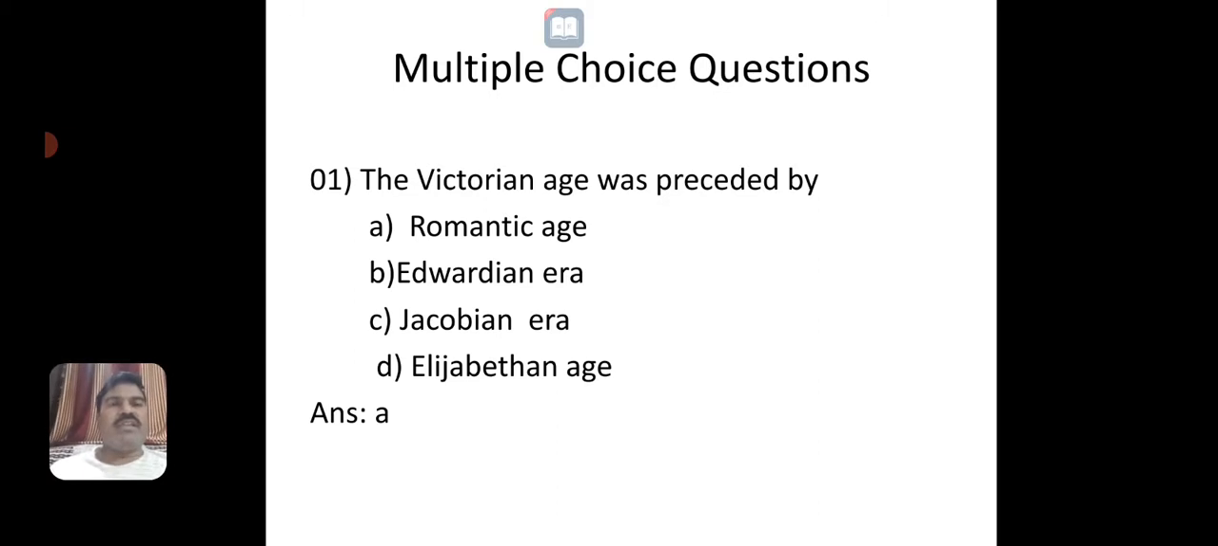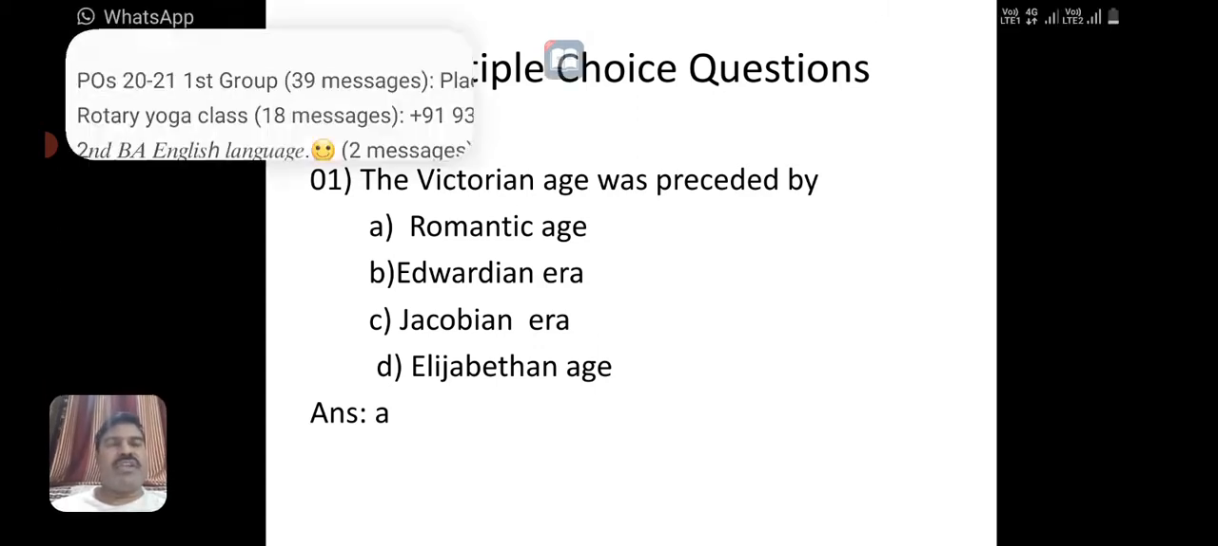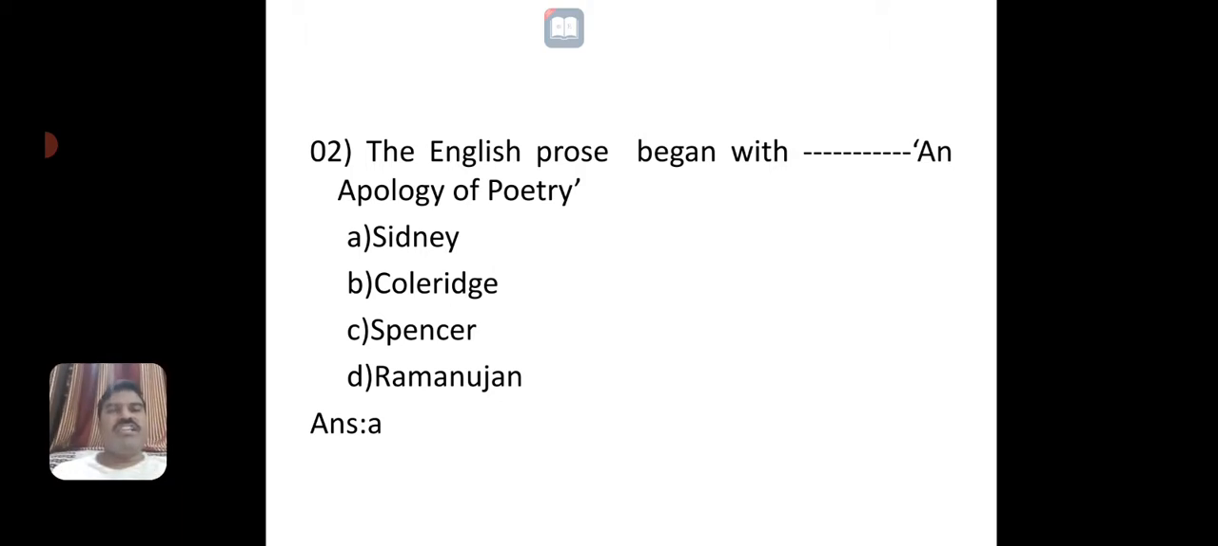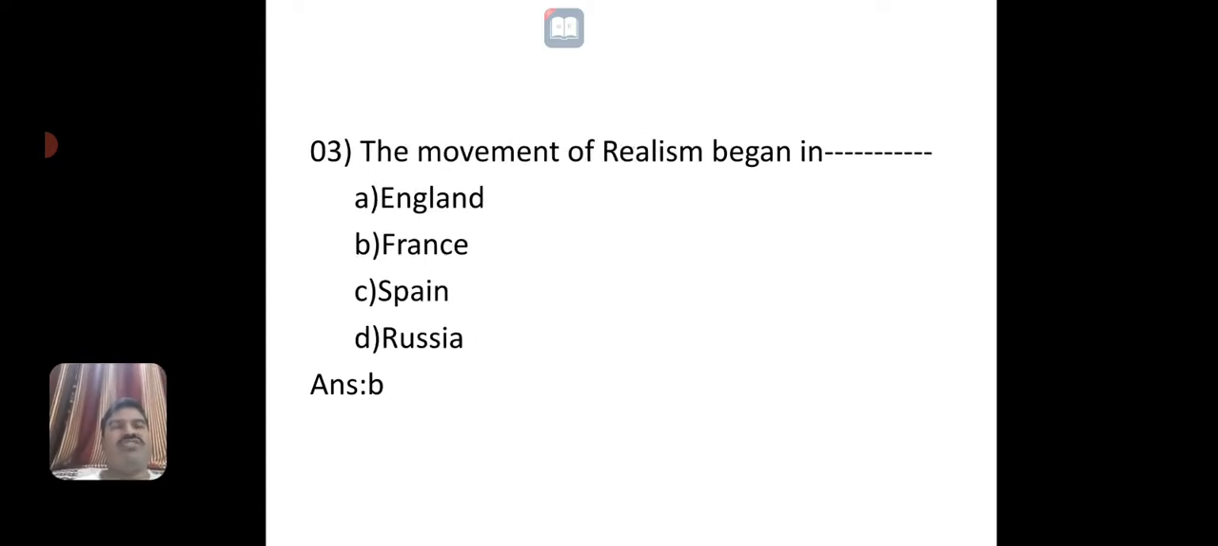So let me frame the multiple choice questions, which will be very easy for you to answer. The first one is: the Victorian age was preceded by, choices are four: Romantic age, Edwardian era, Jacobean era, Elizabethan age. Second one, the English prose began with dash, An Apology for Poetry. Choices are Sydney, Coleridge, Spencer, Ramanujan.